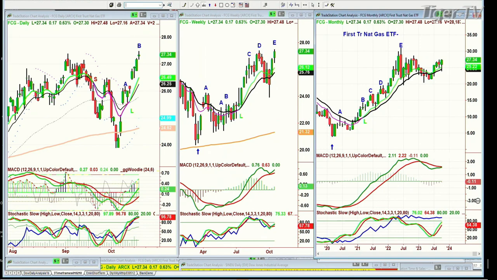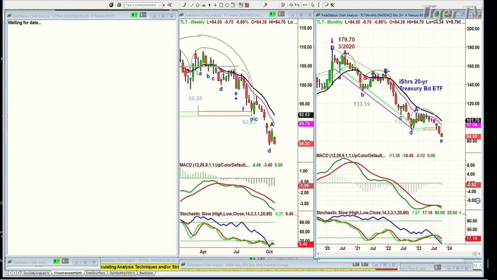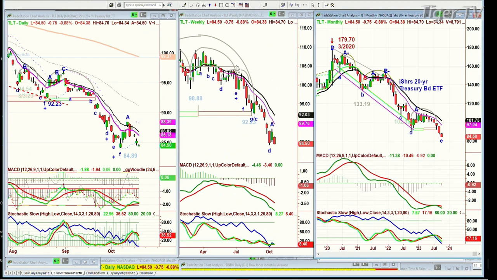Next question came in, which I was going to do as a sequence to looking at the commodities. I did that during the update at 10 o'clock for the Tiger Financial News Network market update. And now you've got the TLT down 75 and it's at 84.45.